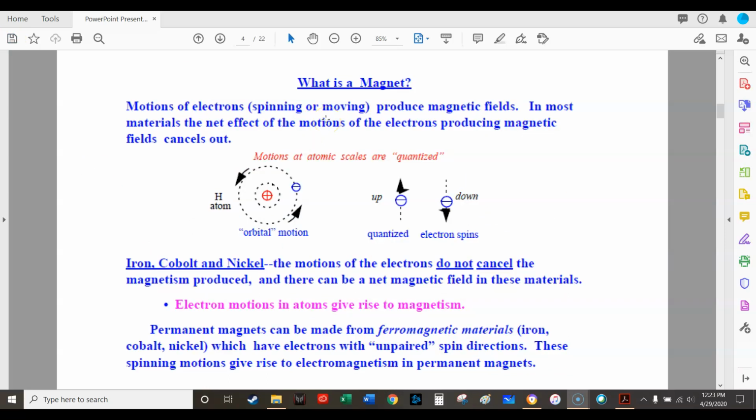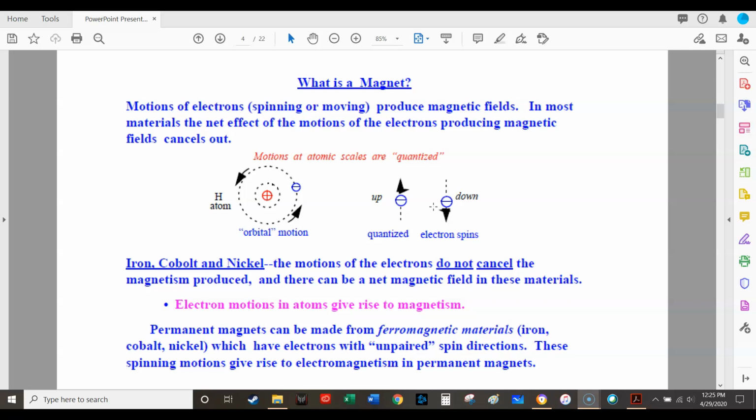So what causes a magnet? What is a magnet made of? Well, essentially what it is, is electrons that are orbiting about an atom, but also these electrons are spinning. What you're going to learn later is if it's got a counterclockwise spin, that is called spin up. And if it's got a clockwise spin, that is going to be called spin down, right?